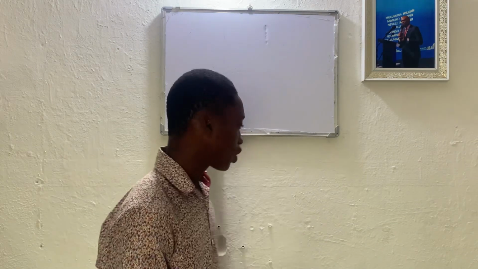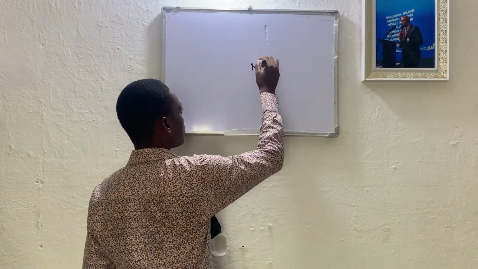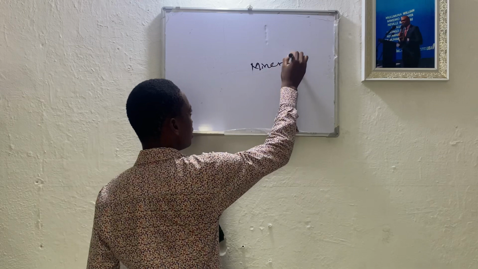Today again, we want to continue from where we stopped in our last video. In our last class, we were talking about food constituents, the different food constituents and why they are necessary in the body. Last class, we talked about carbohydrates, proteins, and lipids. Today, we continue with minerals and vitamins.